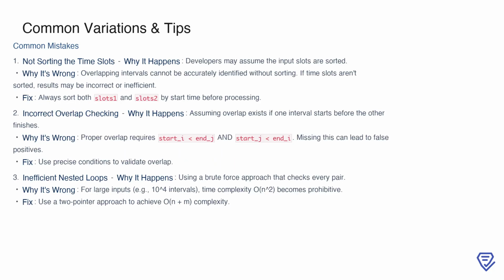Let's talk about some common mistakes that can occur while solving the meeting scheduler problem. First, not sorting the time slots is a frequent issue.